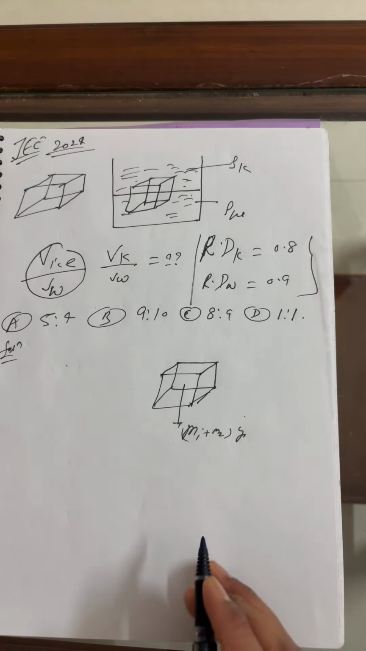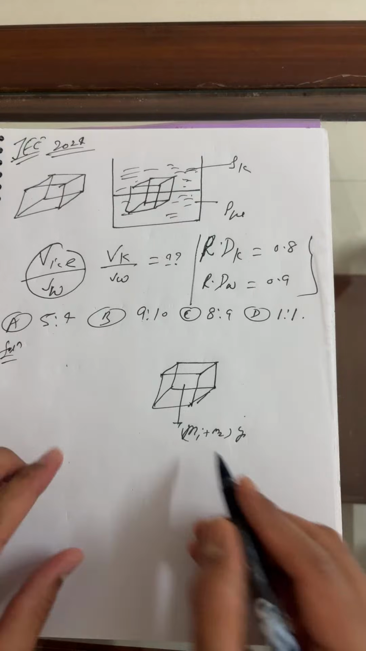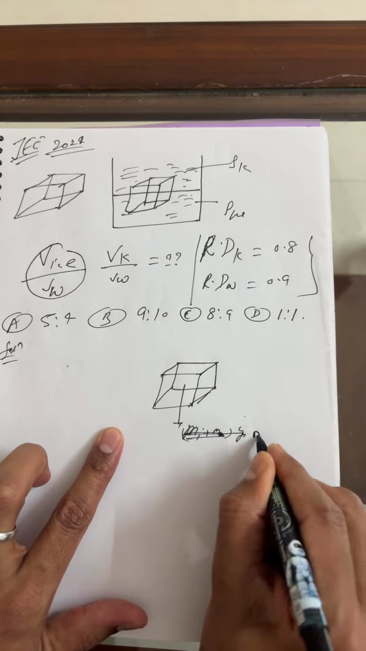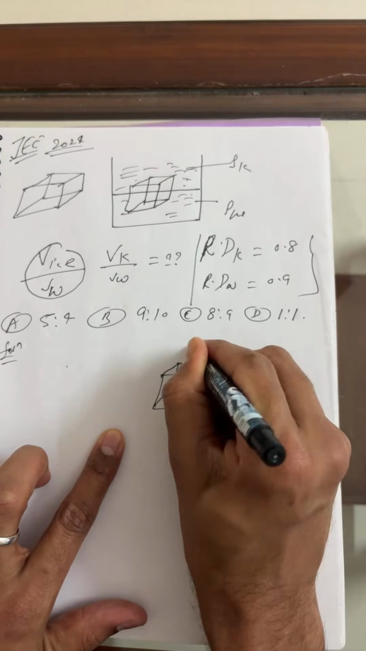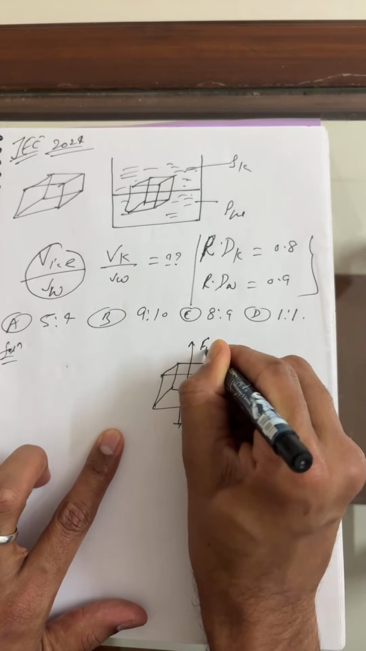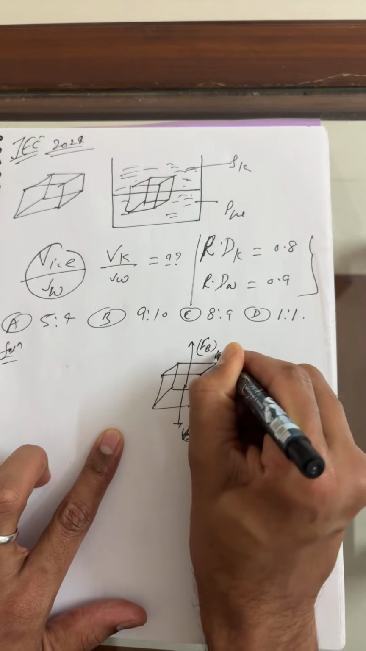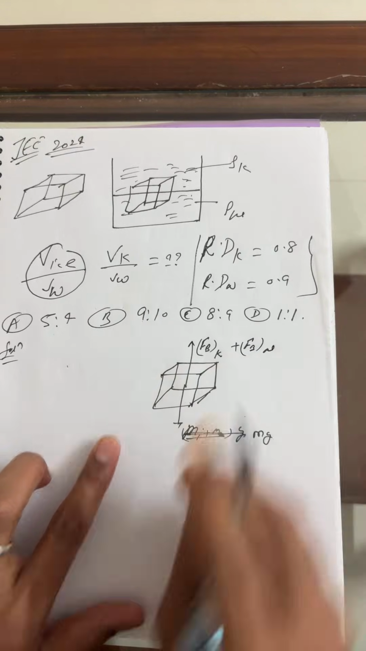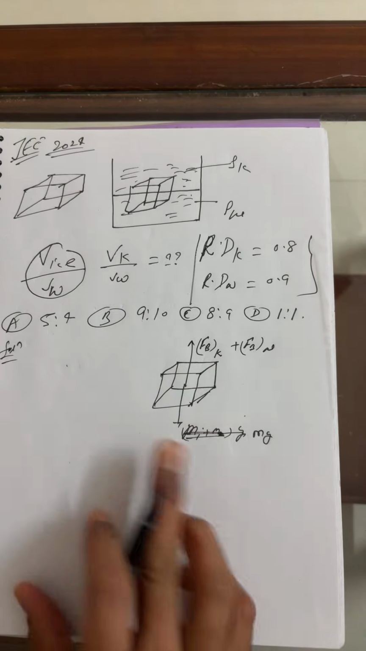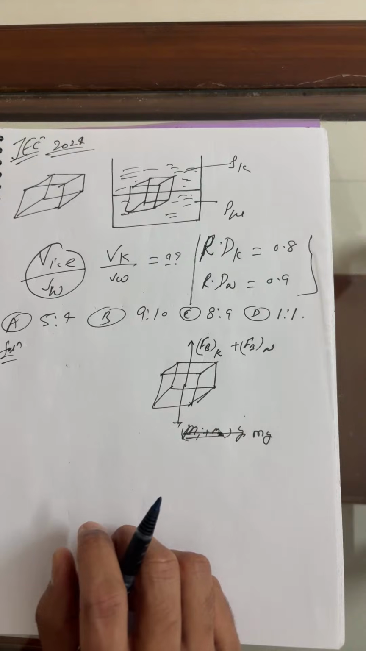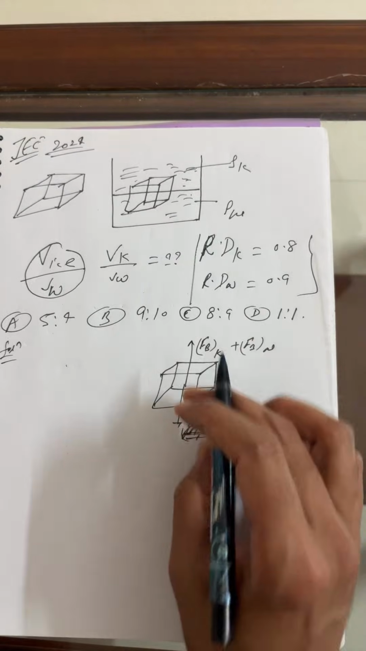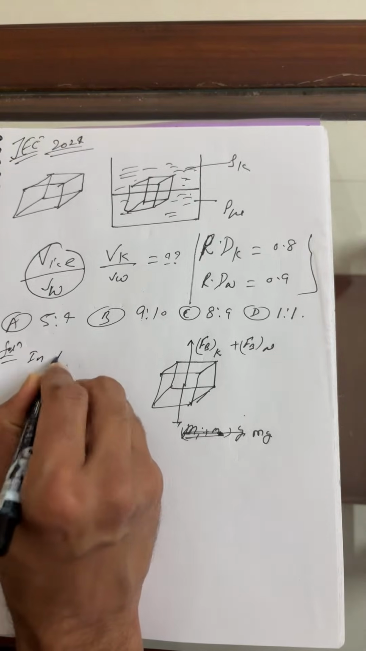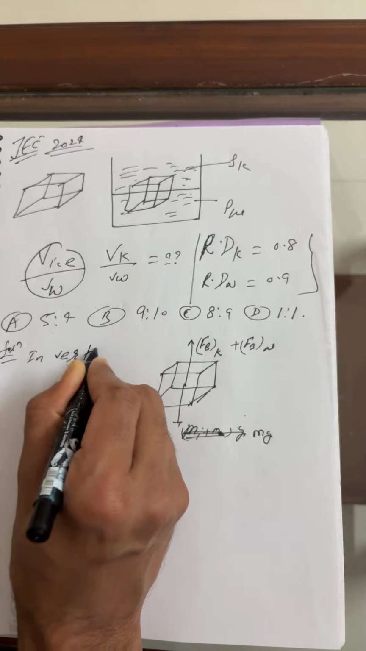Or I can say it is an ice cube only. So this is a better way: I can write mg force only. Here I can write there is one buoyancy force due to kerosene oil and one buoyancy force due to water. That's all. Then equate these two at equilibrium, since in the vertical direction the system is in equilibrium.